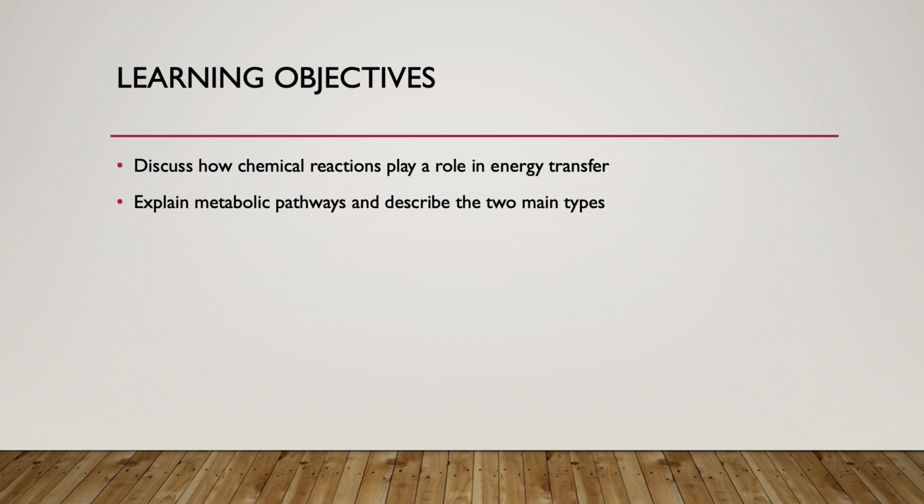All over the bodies of organisms just like us, cells go through various types of processes. These processes sometimes require energy and sometimes release it. Chemical reactions just like these that together create and then use the energy are what make up a system's metabolism. Today we're going to be discussing how chemical reactions play a role in energy transfer, and then we're going to be looking at metabolic pathways and looking at the two main types.